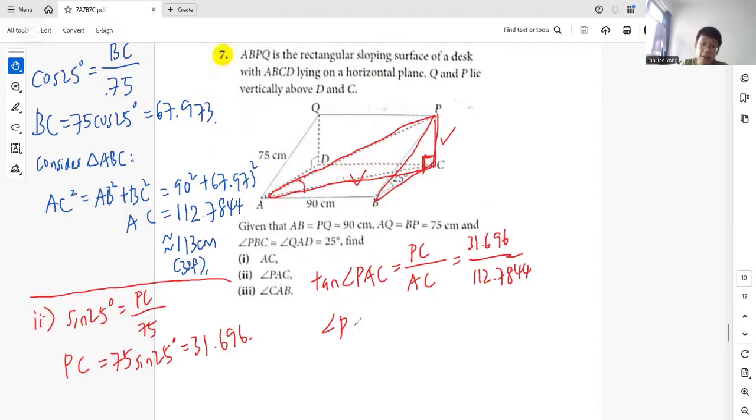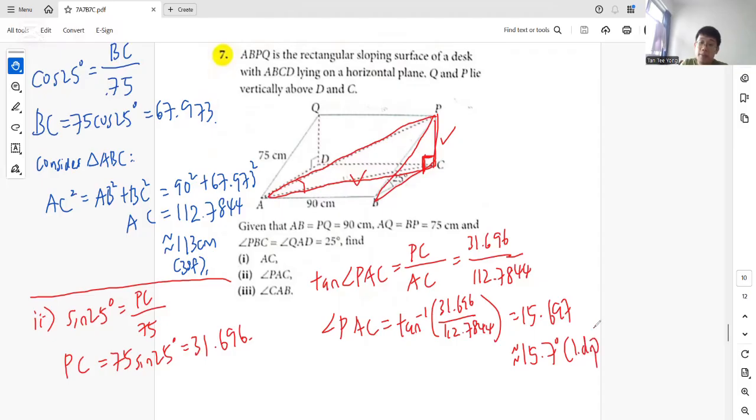So to find angle PAC is just tangent inverse of this fraction, 31.696 over 112.7844. And this will give me 15.697, round off to 15.7 degrees, 1 dp. Okay, so this is for part 2.